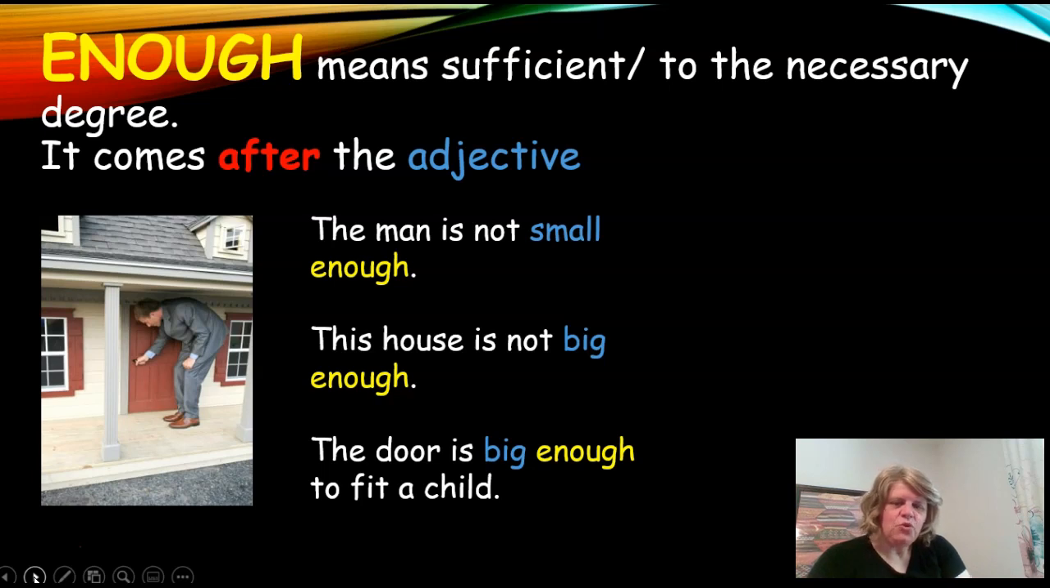So in the first picture, we had the man is too tall, right? But here we can say the man is not small enough. If we talk about the house and him trying to enter, we can say the house is not big enough. Or the sentences do not always have to be negative. They can be positive as well. We can say the door is big enough to fit a child. So this is an example of a positive sentence with enough.